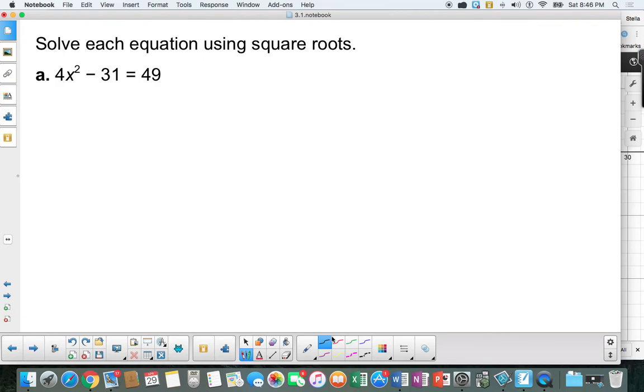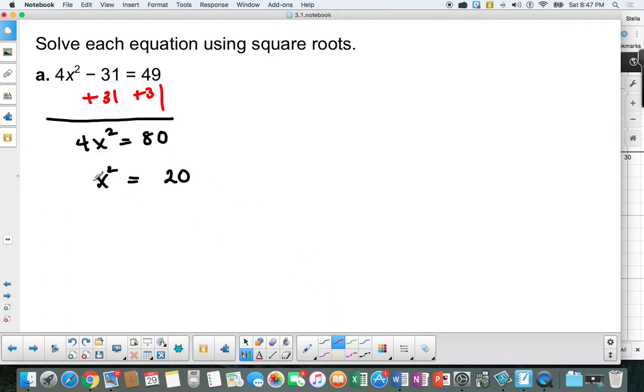I am going to add 31 to both sides. And then I'm going to get 4x squared is equal to 80. I'm going to divide both sides by 4. I'm going to get 20. And then I'm going to take the square root on both sides. Don't forget to put plus or minus when you're there.